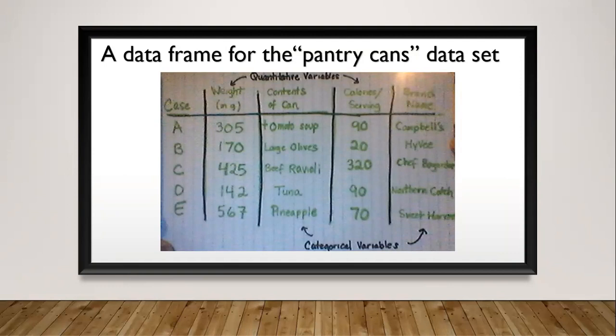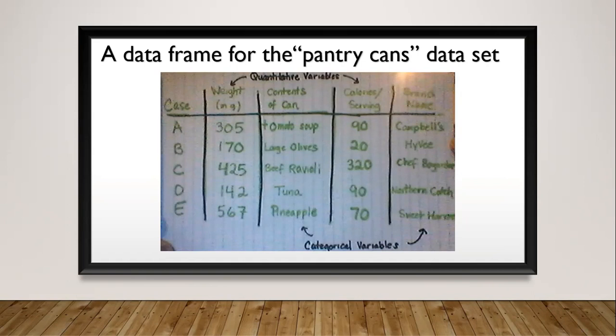For that same can, it weighed 305 grams. So we would say the value of the weight variable for that can was 305. And so on and so forth. We could record those values for every one of the cans that we've selected. Now in this case here, we have recorded the values for 4 variables.